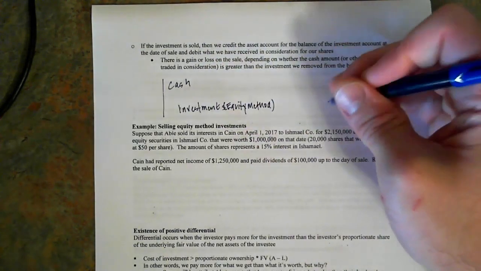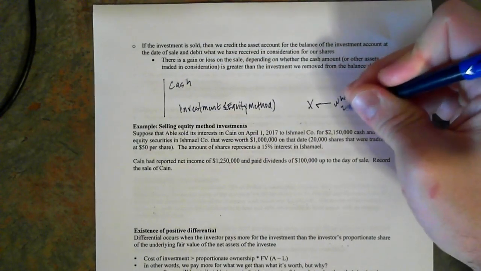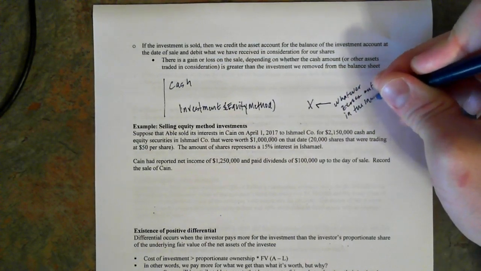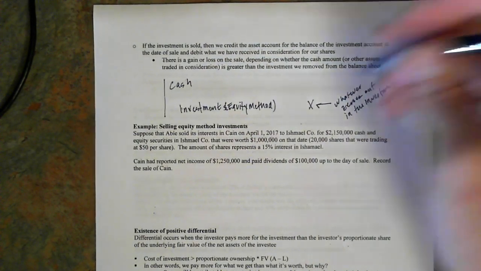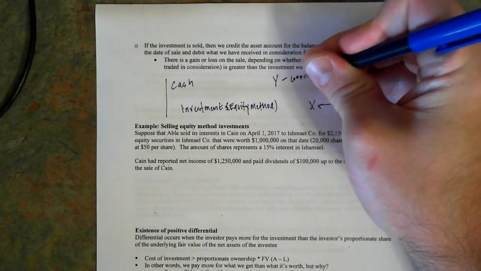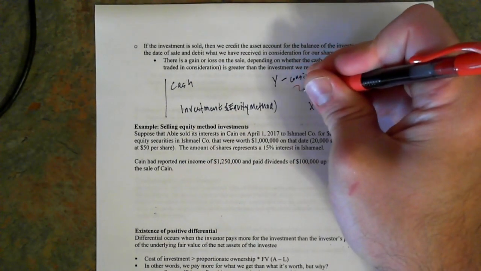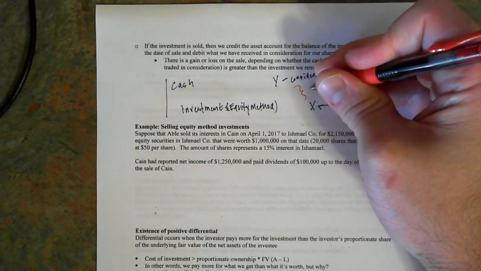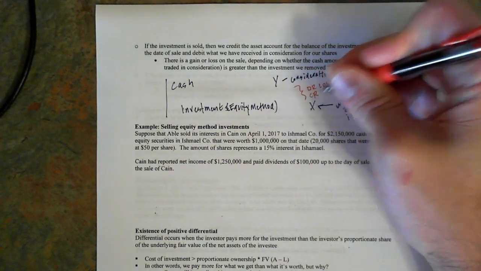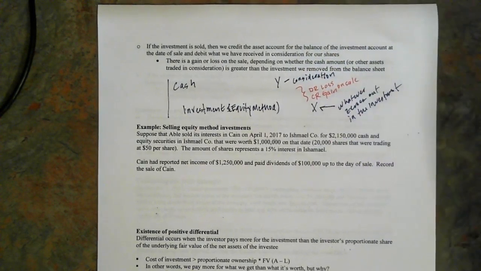We would just credit the investment account for X, whatever zeroes it out, and then we debit cash for Y. That would be the sale price or the consideration paid. And then whether or not this is balanced with a debit or credit, if we need a debit, of course, then we would have a loss. If we need a credit, we would have a gain. And both of these would be a gain or loss on sale. Both of them would affect net income.